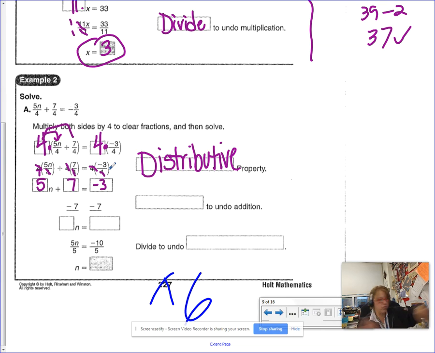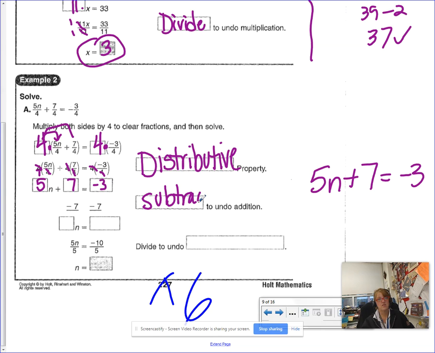It's just like swoosh, cleared them all out of there. This is way easier to solve now. Now it really looks like this: 5n plus 7 equals -3. I think it looks a little more difficult in the boxes, but if I look at it this way, I'm like, hey, I'm going to subtract 7 to undo the adding of 7. And yay, hooray, that goes away because 7 and -7 is 0.